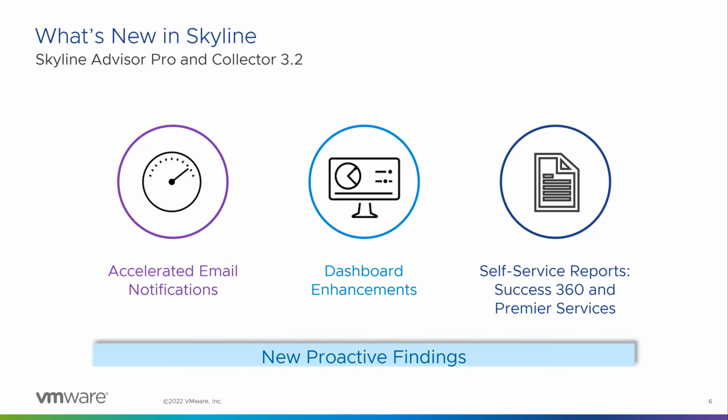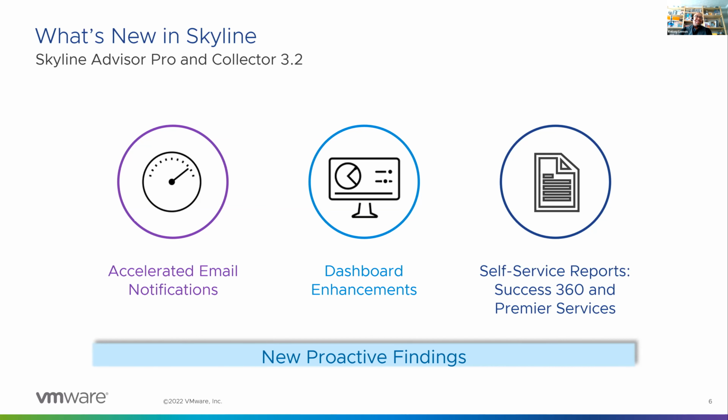Good deal. Thanks, Marty. And so with that, let's talk about some of the latest enhancements in Skyline. If you have already enabled auto upgrade, your collector version is now 3.2. And that upgrade provides a couple of things. First of all, there is accelerated delivery of email notifications. So if you've subscribed to email notifications for critical findings, you're now going to receive those notifications within 24 hours of a new critical finding being detected, versus the 48 hours in previous versions. So Marty, be checking out for that.